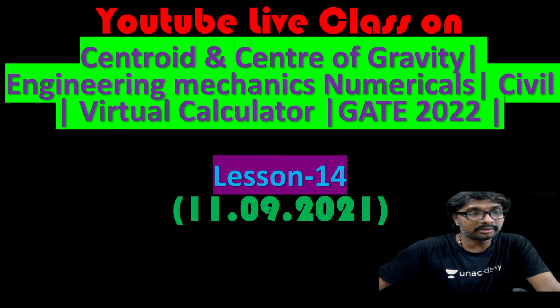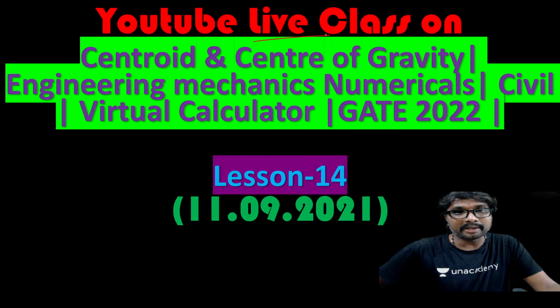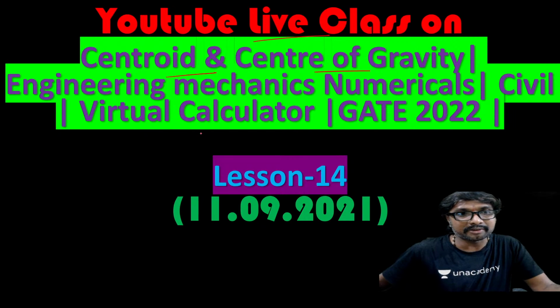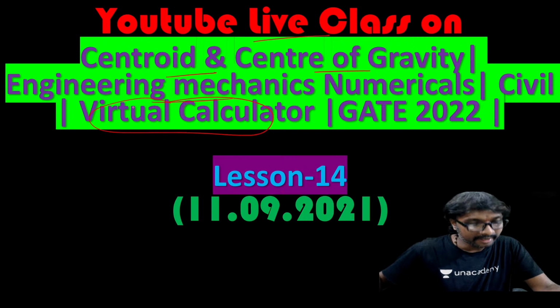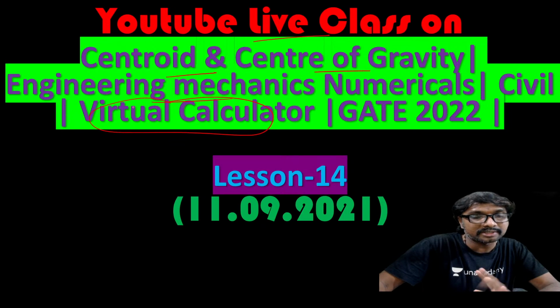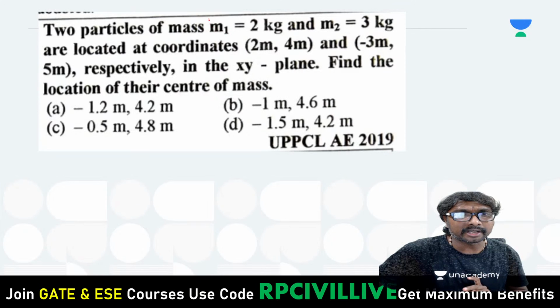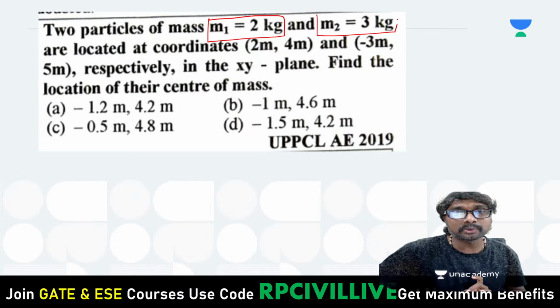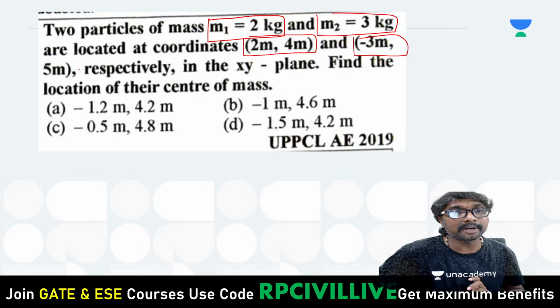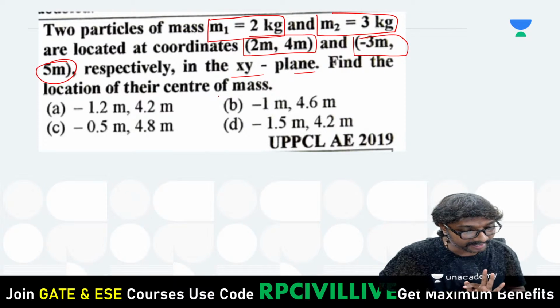Now, if you just observe. YouTube live class on centroid or center of gravity, engineering mechanics numericals, virtual calculator usage. Our main focus is on the usage of this virtual calculator only, not on the engineering mechanics. Two particles of mass m1 is equal to 2 kg and m2 is equal to 3 kg are located at coordinates (2 m, 4 m) and (-3 m, 5 m) respectively in the xy plane. Find out the location of the center of mass.